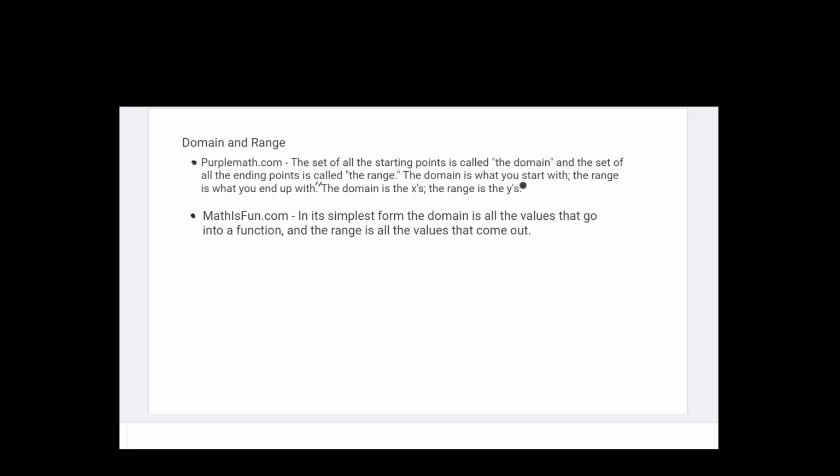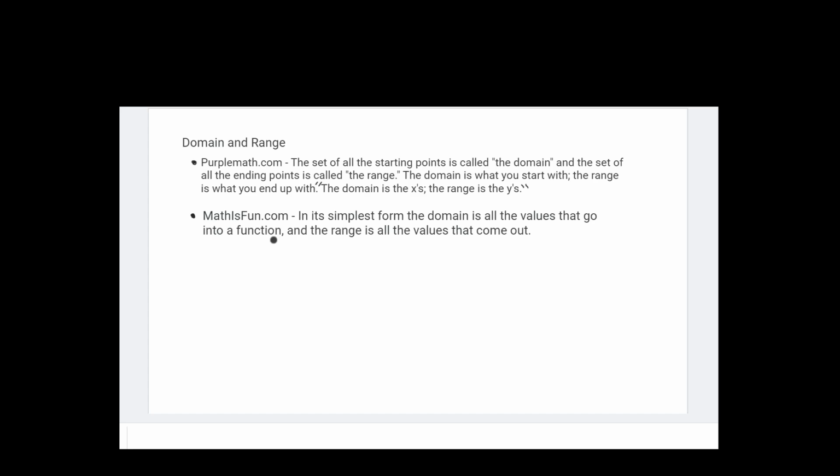Now, this last part of the definition is a little bit dangerous because we could change what our X-axis and Y-axis are for the Cartesian plane, but pretty much the horizontal axis usually is called X, so that's the domain. The range is the vertical axis, which is the Y.